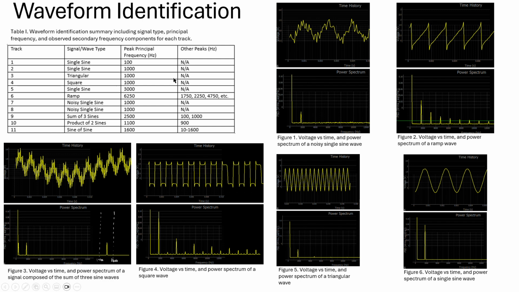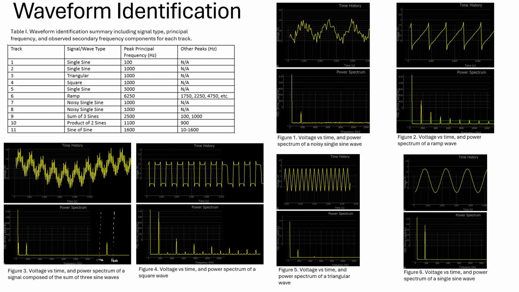On this slide is a summary table of the different signals we analyze in the DAC system. Each track corresponds to a different waveform, as you can see here, and for each we identified the signal type, the main frequency, and any other frequency components that were observed in the power spectrum. For simple sine waves, we can see a single dominant frequency right here, which is expected because they contain only one main frequency component.